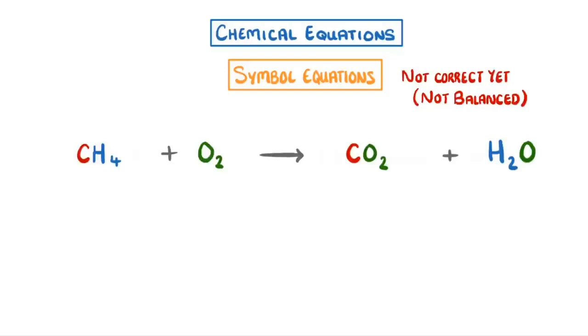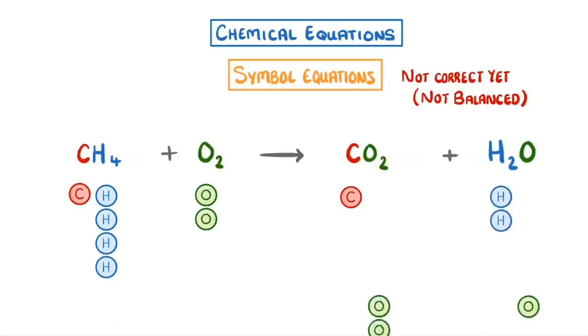In our example, we can see that on the left of the arrow, there's 1 carbon, 4 hydrogens, and 2 oxygens, whilst on the right, there's 1 carbon, 2 hydrogens, and 3 oxygens. So our equation isn't balanced. Somehow we need to increase the number of oxygens on the left-hand side, and increase the number of hydrogens on the right.